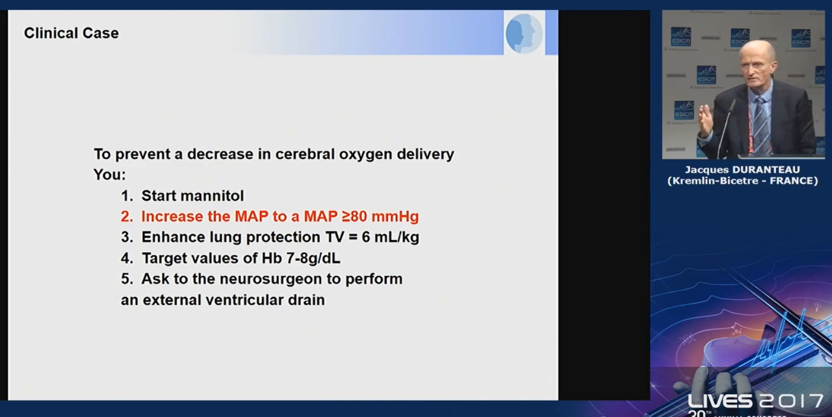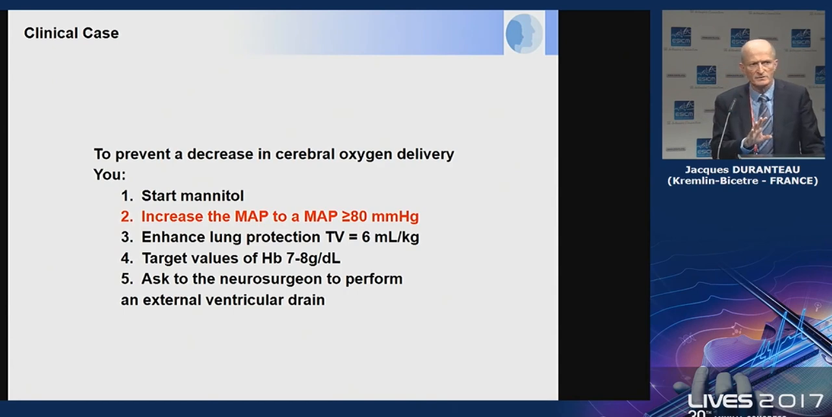So yes, you have to increase the mean arterial pressure. This is clear, it's recommended, but it's very, very difficult when you have to deal with a hemorrhagic shock. I think the mistake is to try to get this target by giving fluid. It's really too high. Maybe by increasing norepinephrine more you can get this, but it's very difficult.